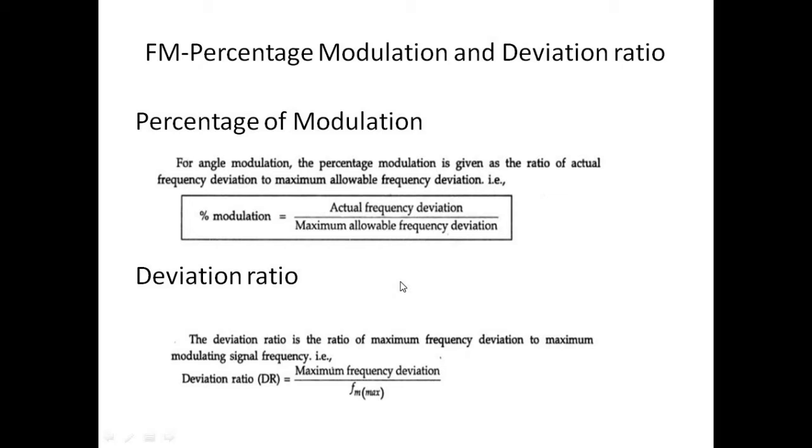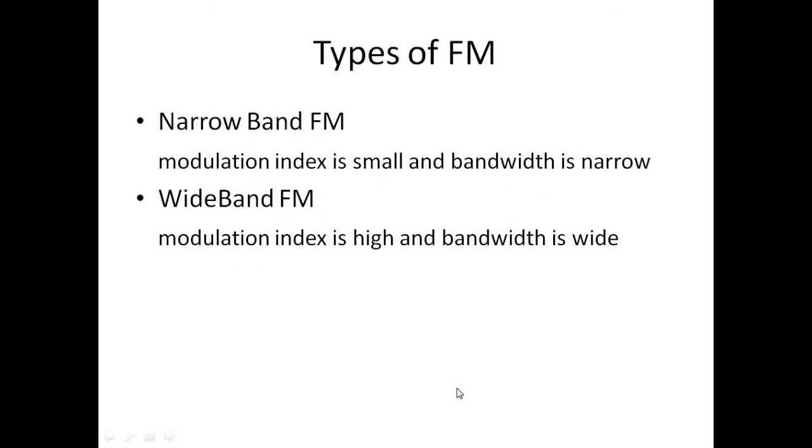The percentage modulation in FM is the ratio of actual frequency deviation to the maximum allowable frequency deviation. And what is deviation ratio in FM? It is the ratio of maximum frequency deviation to the maximum modulating signal frequency fm. There are two types of FM. One is narrowband FM and another one is wideband FM. If the modulation index is small and the bandwidth is narrow, then the FM is called narrowband FM. And if the modulation index is high and the bandwidth is wide, then the FM is called wideband FM.